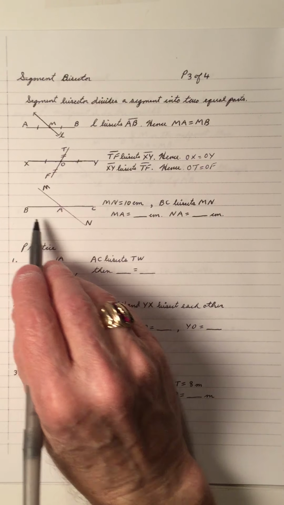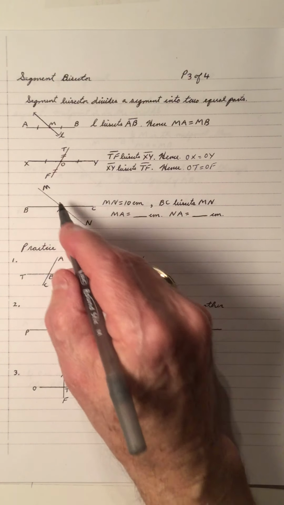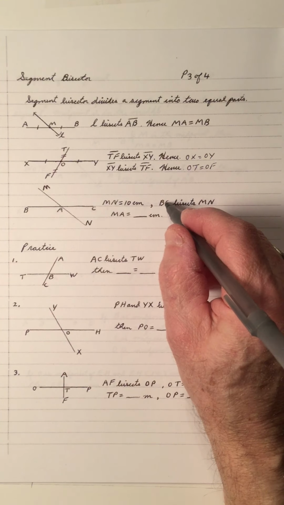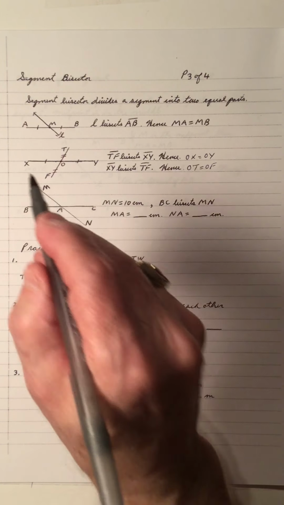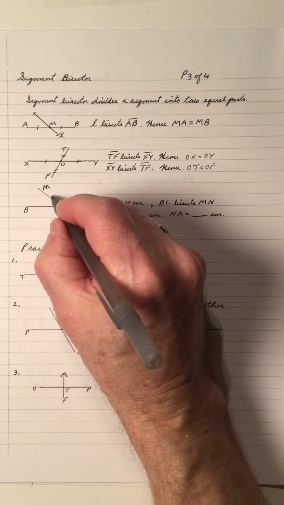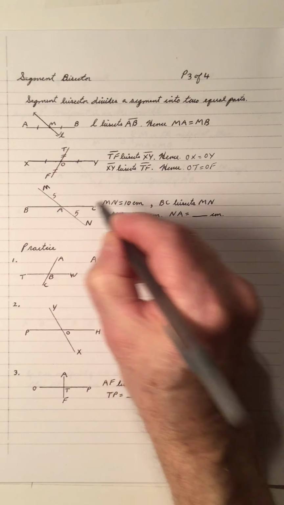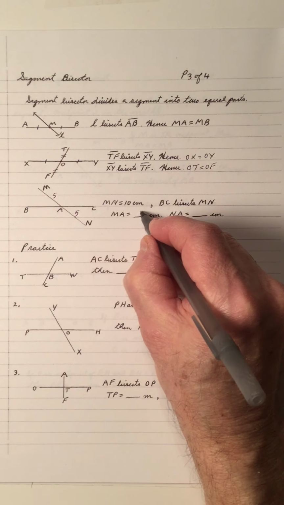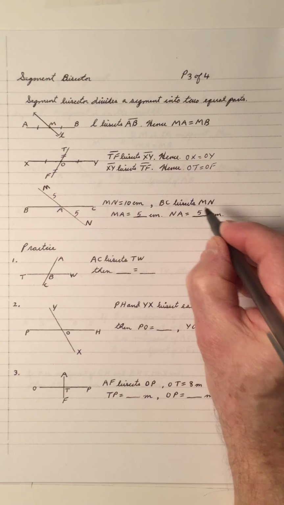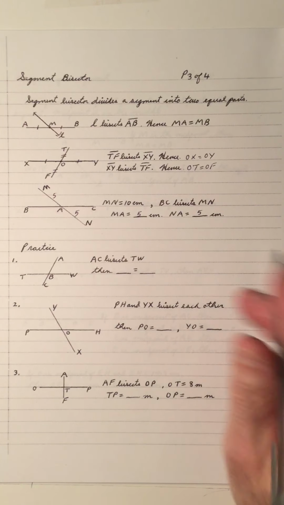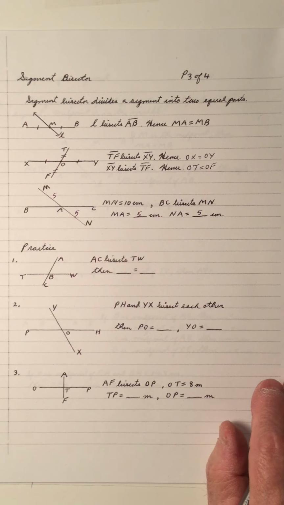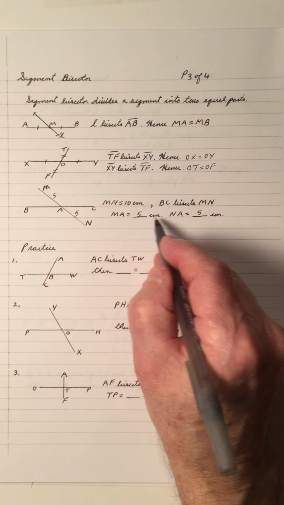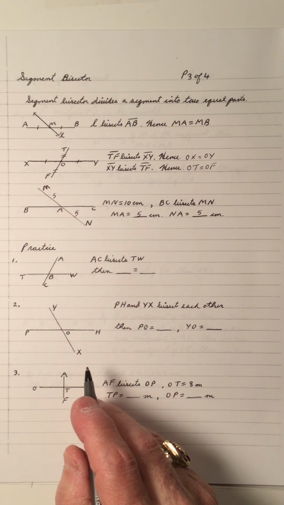Here we go. It says that MN is 10. MN is 10. And BC bisects MN. So BC cuts MN in half. So that's 10. So that means that's 5. And that's 5. So it's 5 centimeters, 5 centimeters. I just use centimeters. Put a ruler down and measure it. But when you do lengths, you got 10 centimeters. So it has to be 5 centimeters, 5 centimeters when you cut it.